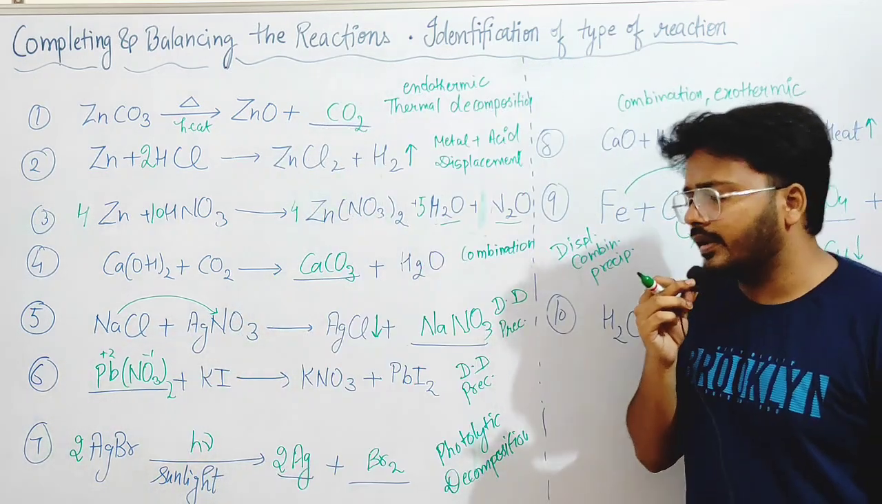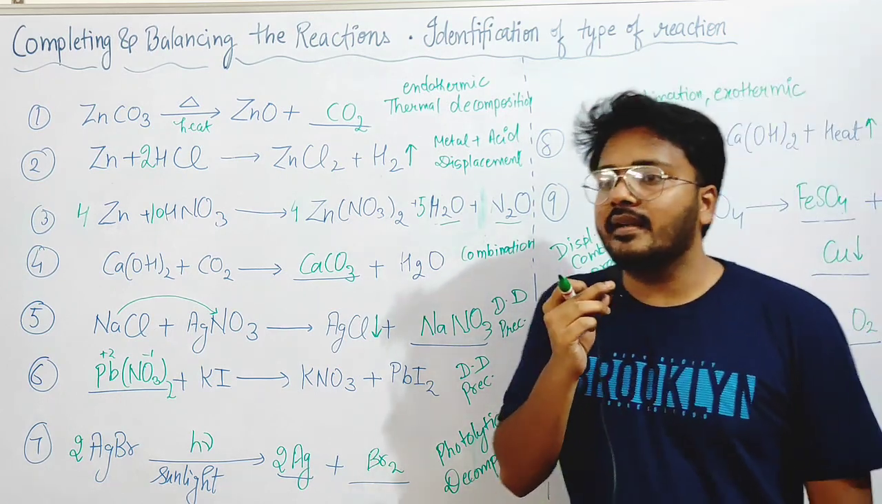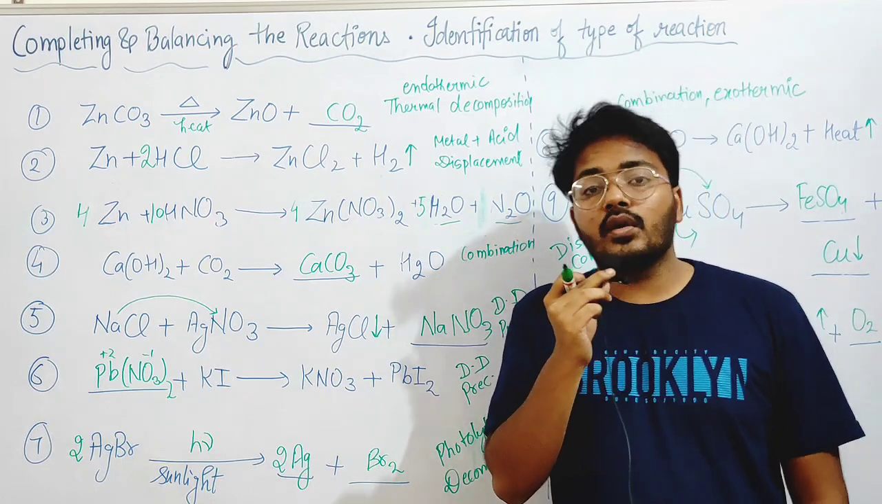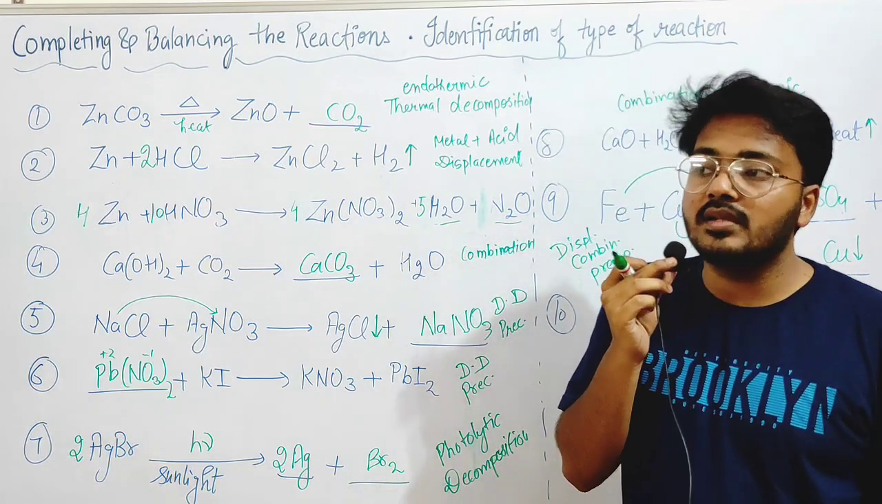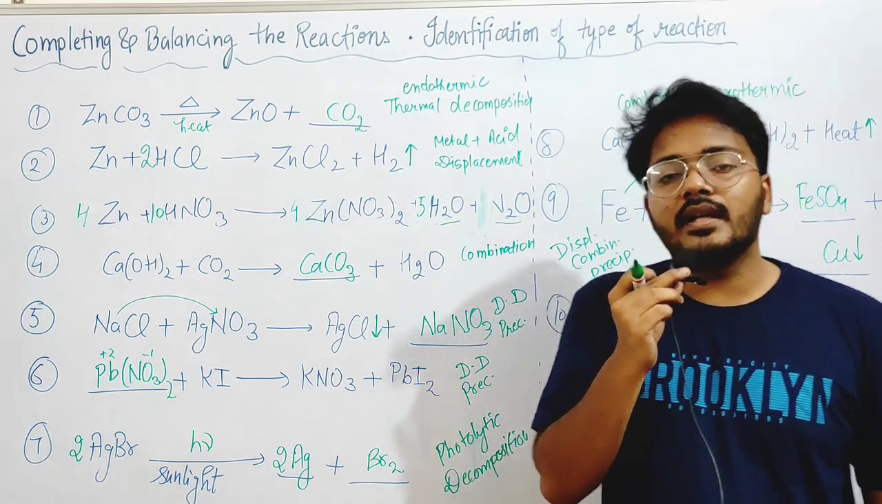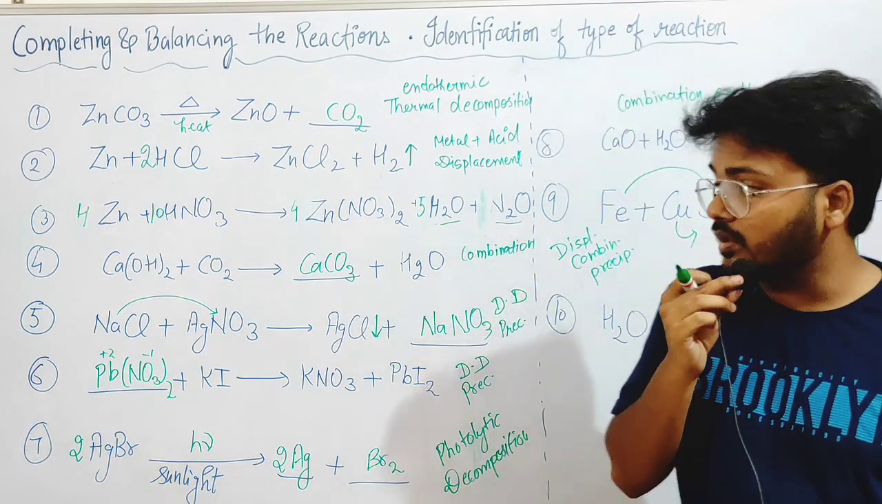Now there are some redox type of reactions as well. In a redox reaction, oxidation and reduction take place simultaneously. It means the oxidation number of the species will either increase or decrease. If the oxidation number increases, that means it is an oxidation reaction. If the oxidation number decreases, that is a reduction reaction.